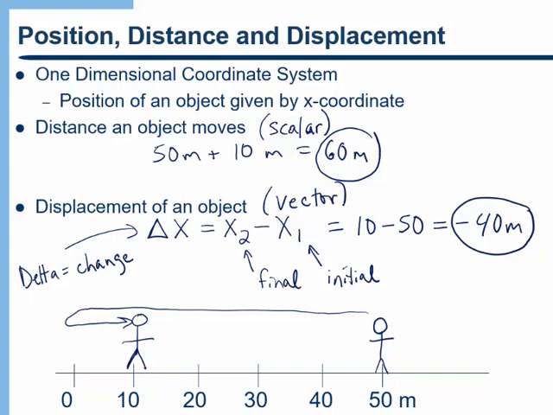When we look at the displacement, we can see that what the negative sign represents is that the object ended up to the left of where it started. So in a positive displacement, the object ends up to the right. In a negative displacement, the object ends up to the left of where the object started.